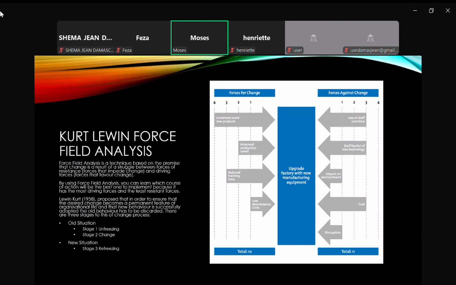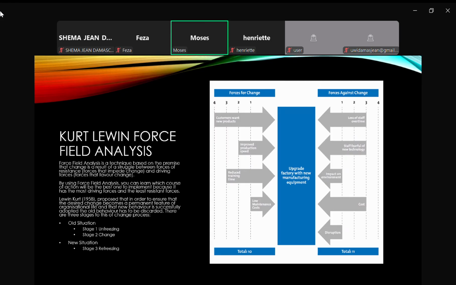The Kurt Lewin force field analysis is a model that has been examined maybe twice, and it essentially talks about the forces for change and the forces against change. In other words, before you implement change, use this analysis to determine whether this change is good or not.